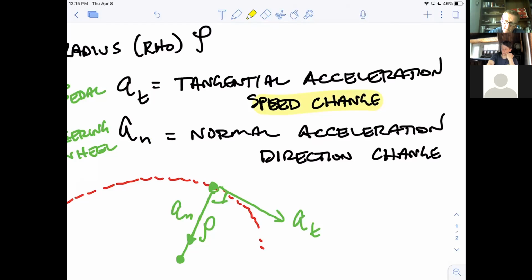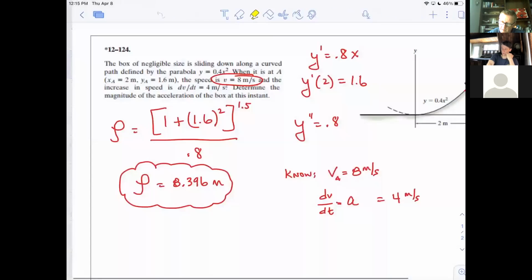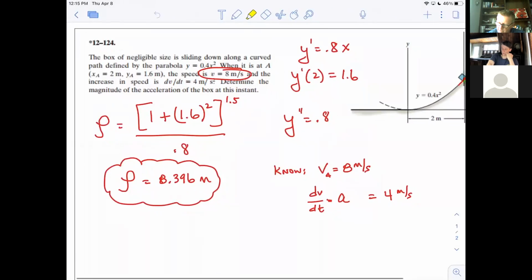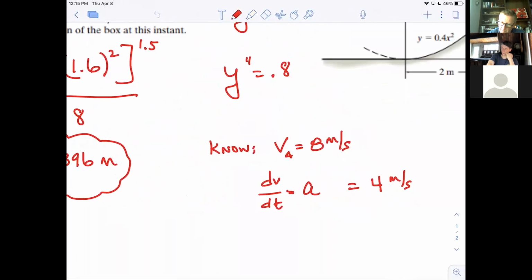So it is not obvious, but that is actually tangential. I'm gonna change colors. Boom, so it stands out. And I'm going to make a note here. This is a change of velocity or speed. Because of that, it's acceleration tangent. So I know the tangential acceleration. Again, how do I know it? Well, somebody just told me.